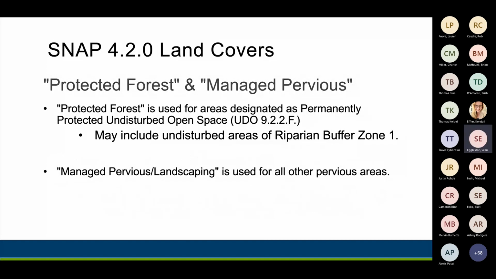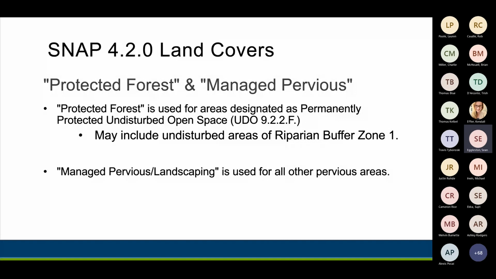Then among the two open areas, protected forest is what the SNAP tool calls what we currently consider to be permanently protected undisturbed open space. This would have to be areas that meet those UDO requirements, which include being permanently fenced off, recorded on a plat, annually inspected, basically considered an SCM in the annual inspection report that's submitted to us on a post-construction site.